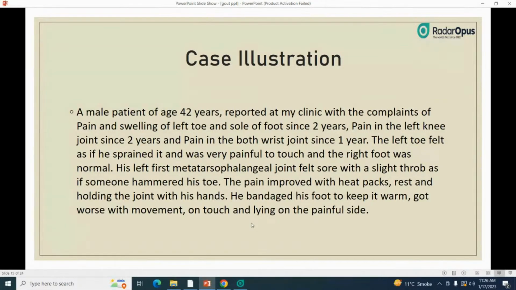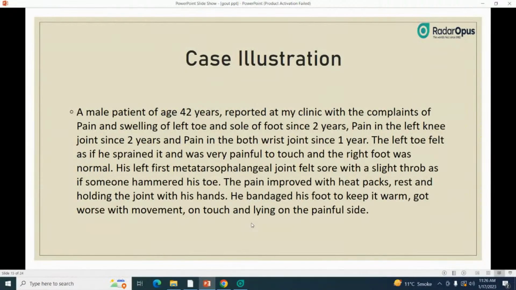A male patient of age 42 years reported at my clinic with a complaint of pain and swelling of left toe, sole of foot since 2 years, pain in the left knee joint since 2 years, and pain in both wrist joints since 1 year.